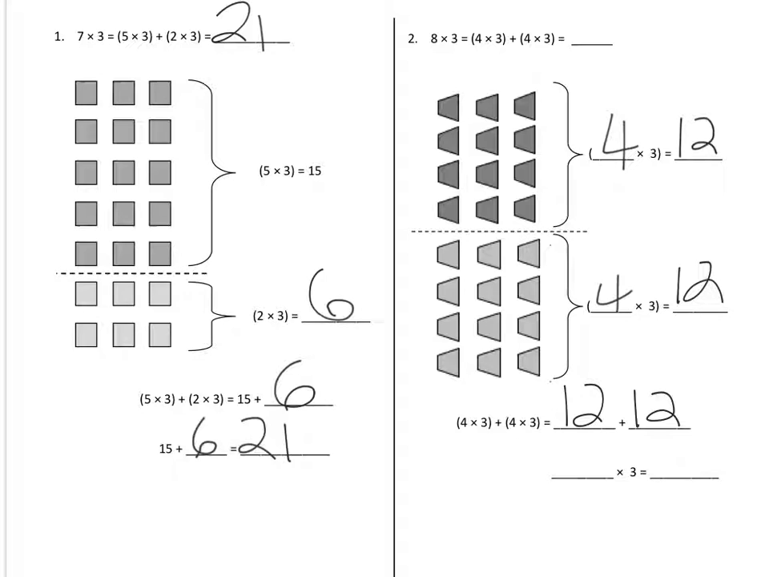So something times 3 equals blank. Well, what was my whole entire array? My whole entire array was 8 times 3 equals my first array plus my second array. So 12 plus 12 is 24. So 8 times 3 is 24. Okay, again, so we're breaking our array into 2 separate arrays, and then we're just adding those back together after we figure out what they equal.